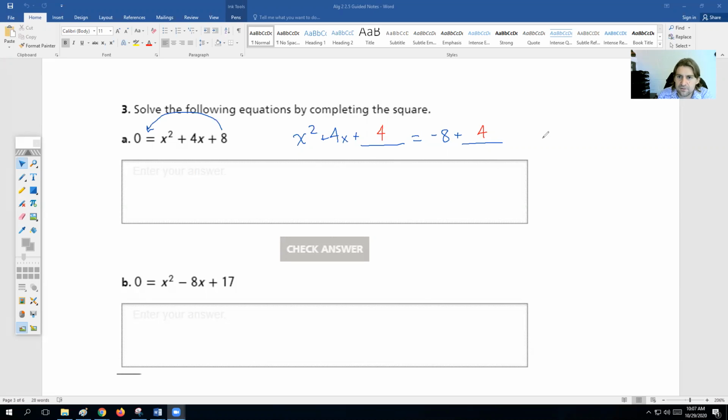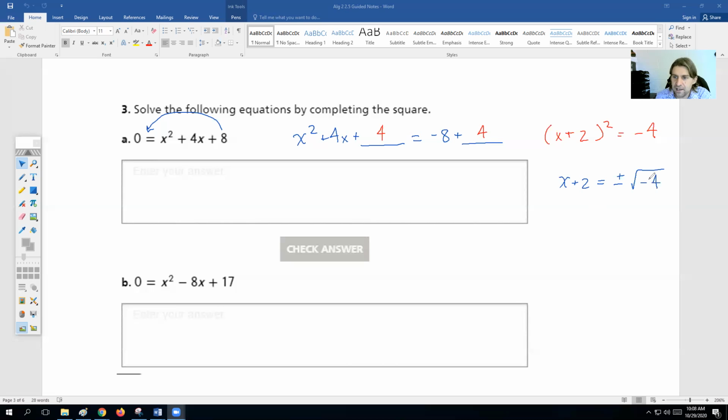So this becomes an x, the square root of x squared is x. There's a plus sign in the middle, and the square root of 4 is 2. And then negative 8 plus 4 is a negative 4. Okay, so next, to solve this, we need to take the square root of both sides. So I get x plus 2 equals plus or minus the square root of negative 4.